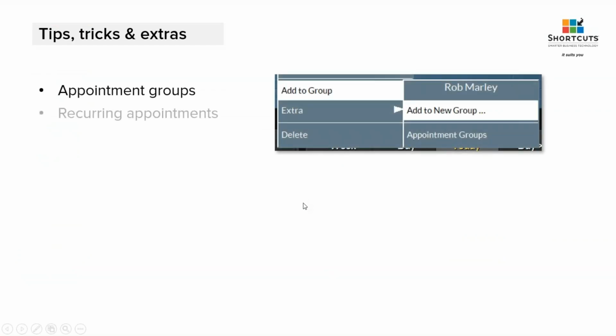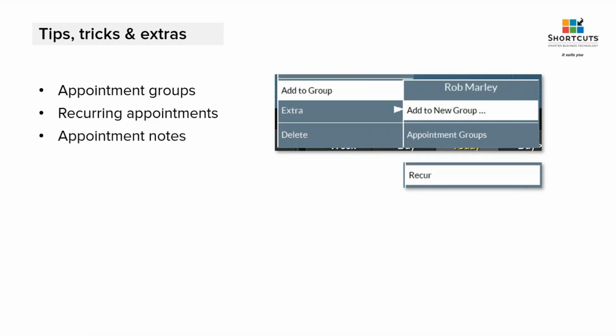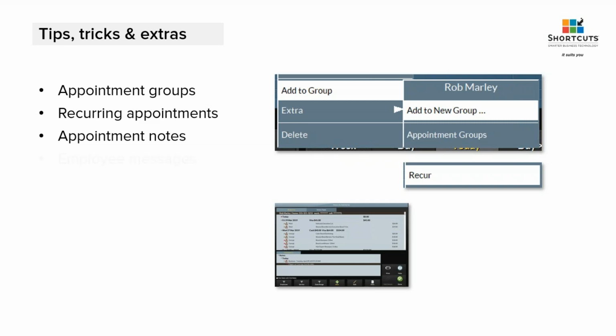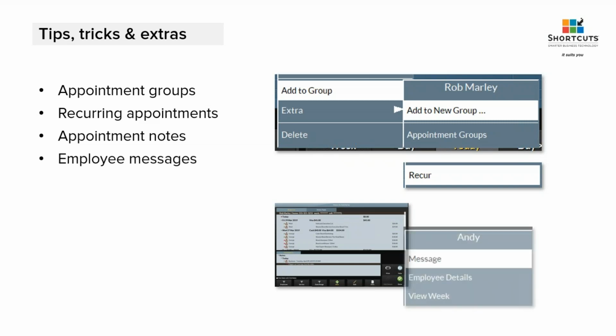So what are some of the other things you can do with the appointment book? You can group customers. So if you have a family that comes in or a wedding party, you can group these clients together. You can recur appointments. If you have a regular customer that comes in every week or every 2 weeks and they want to hold on to a certain day or time, you can do that as well. You can put notes against your visits, and of course we looked at that by double clicking and going into the history. You can also leave messages for your staff, and you can even look at future appointments.